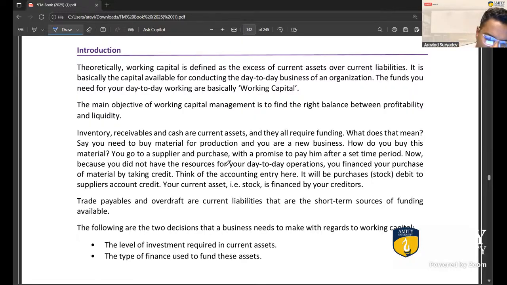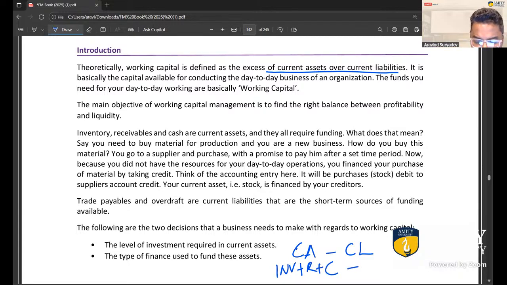Working capital is defined as the excess of current assets over current liabilities. Absolutely, there is a formula like that: current assets minus current liabilities. Why? Well, it's basically inventory plus receivables plus cash minus your payables, if you noticed. Same thing that we were talking about in days over there, and this is in dollars. Now, it is basically the capital available for conducting day-to-day businesses of an organization. The funds you need for your day-to-day working are basically working capital.